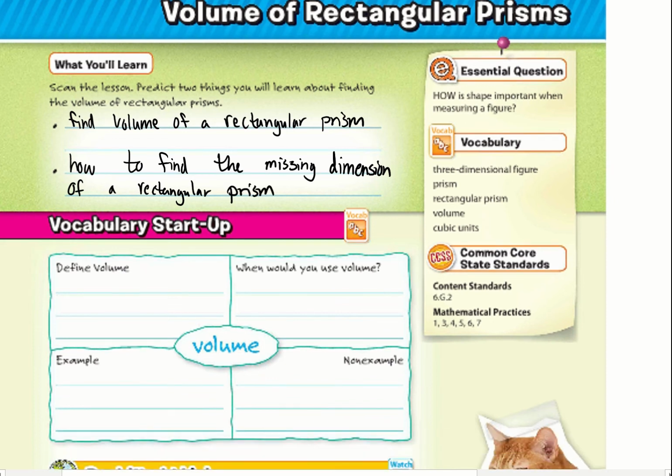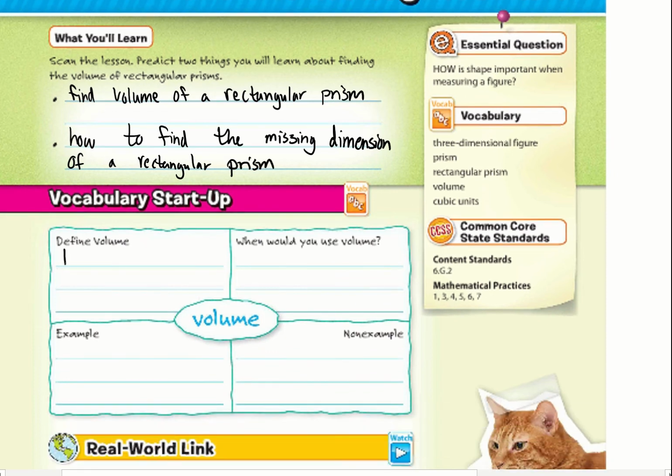So to define volume: volume is the amount of space in a three-dimensional figure. 3D stands for three-dimensional. When would you use volume? To find how much something can hold.